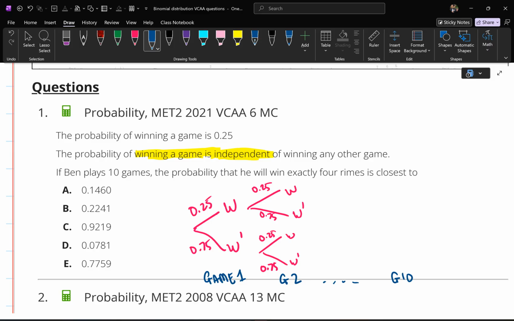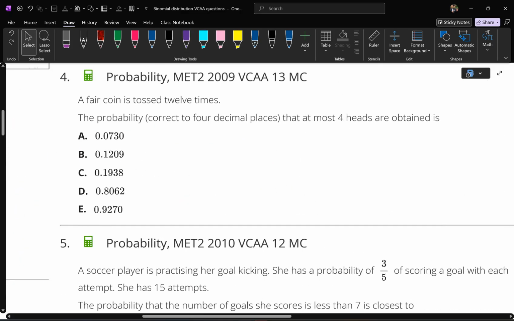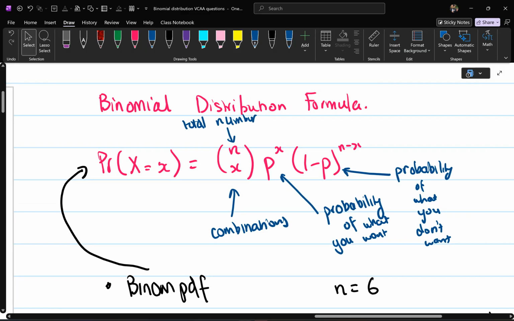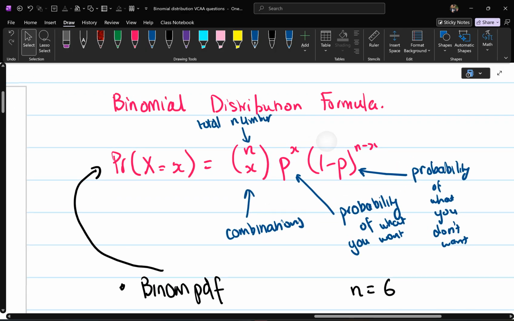This is when you should know to use binom PDF or CDF. Okay, this is a binomial problem. So it says Ben plays 10 games. So now you know it's 10 games, so n equals 10. We know that the chance of winning a game, they said, is 0.25. Those are the only two pieces of information you need if it's a binomial problem. So you can flick back to this rule that I just wrote. You've got n, you've got p. You now just need to know how many of those successes you want, which is x.